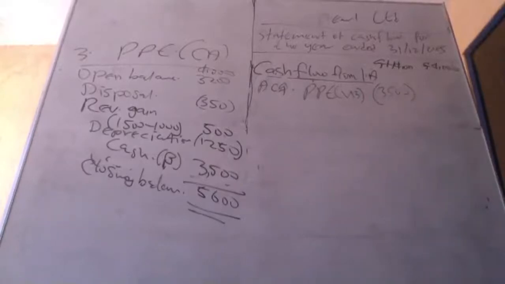Why? Because it's an outflow. When you buy a non-current asset, money will move out, money will not come in. Thank you. Now let's move on.